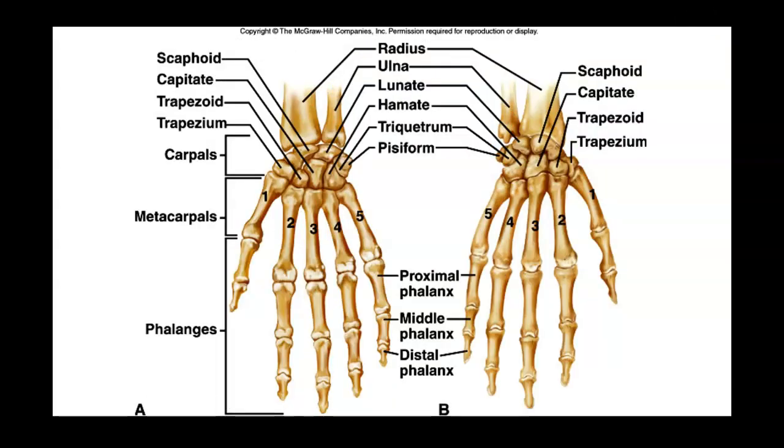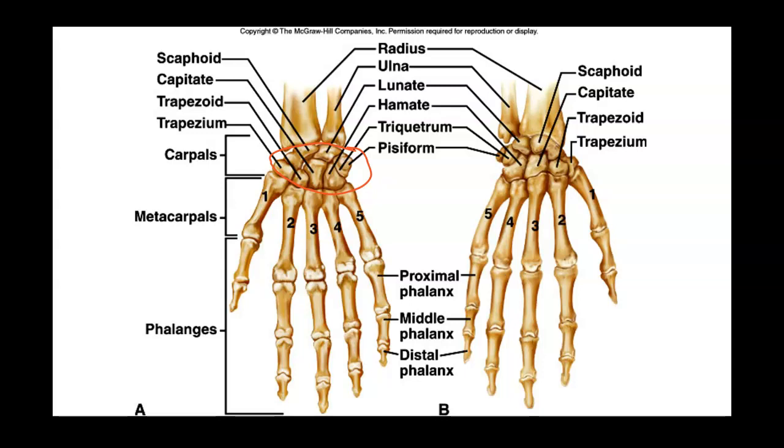Next, we're going into the hands. Notice with the hands that you see the 8 carpal bones. So with these 8 carpal bones, they are going to be found throughout here. Lots of times you hear about carpal tunnel syndrome. That's going to be an inflammation between the carpals and the ligaments that attach those carpals together.